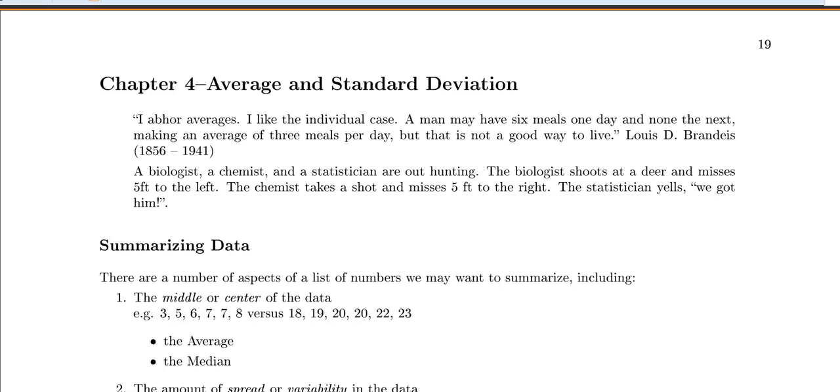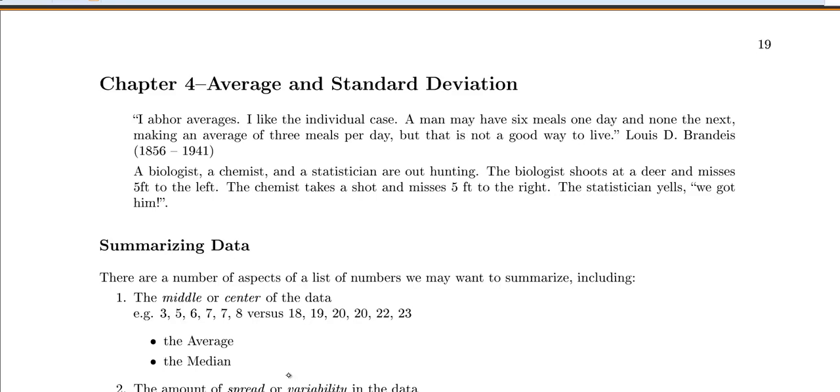In Chapter 4, we're going to discuss the average and standard deviation. So first, lots of times we want to summarize our data. So we talked about how to graph our data. Now we'll summarize it with numbers. There are two main aspects of a list of numbers we may want to summarize, including the middle or center of the data. So why would you want to look at the middle?